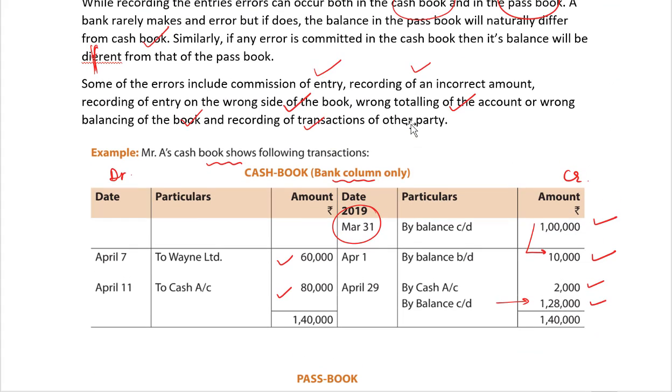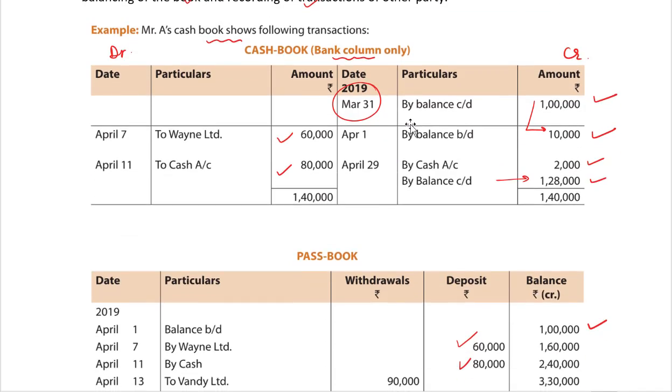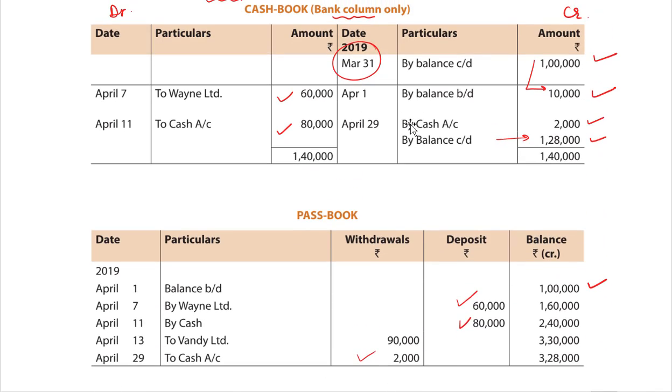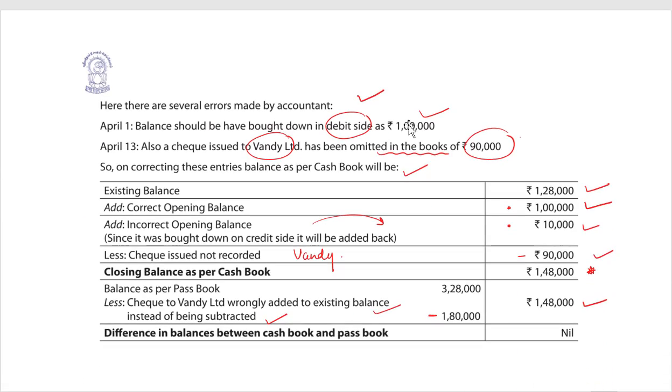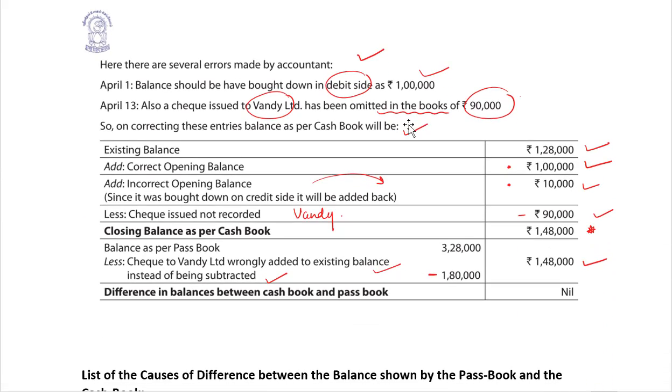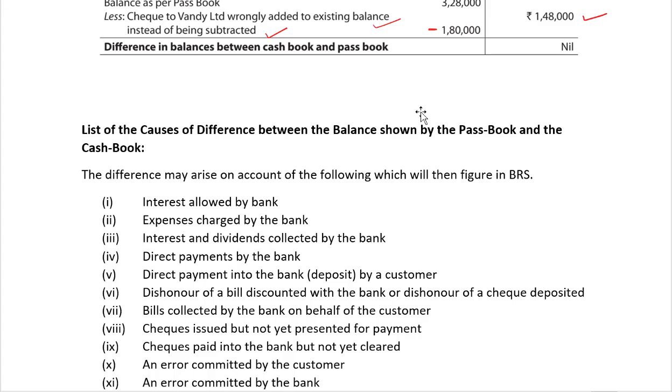See the cash book once more. See the passbook. And then we have rectified by this statement. The list of the causes of difference between the balance shown in the passbook and the cash book is listed over here. The difference may arise on account of the following, which will then figure in the BRS.